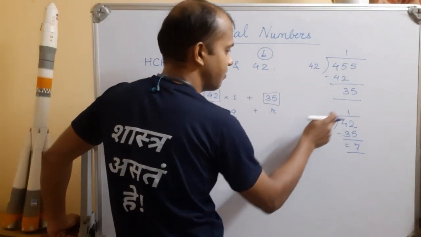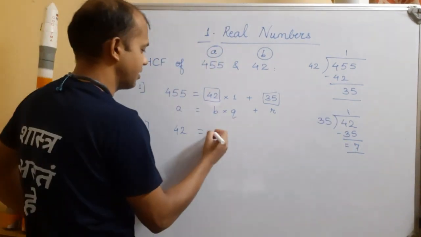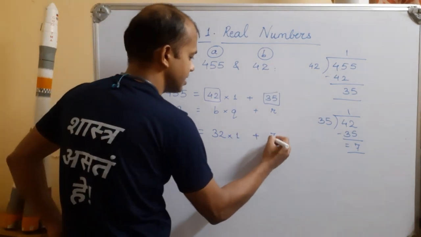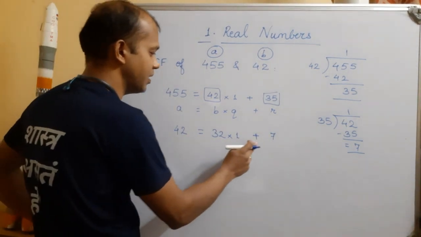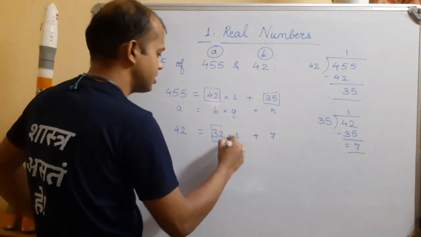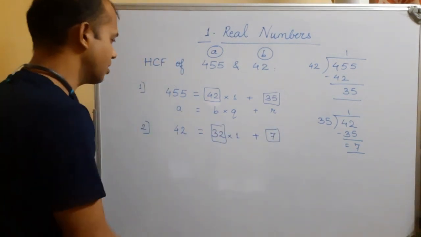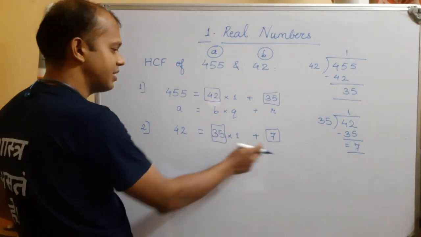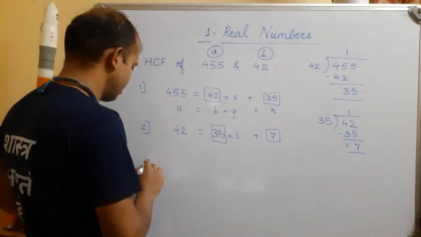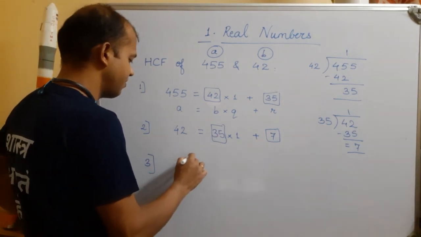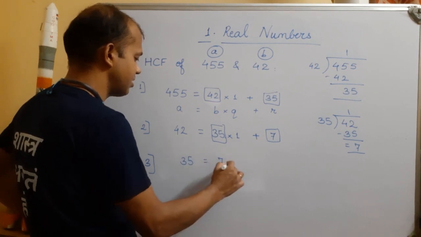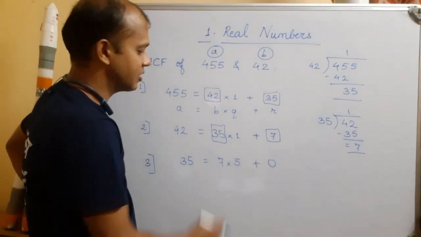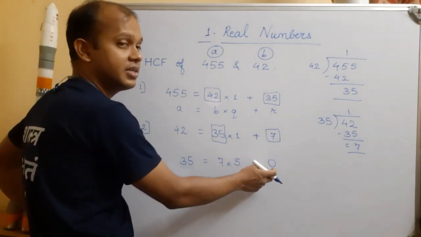42 is equal to 35 times 1 plus 7. Again, A is equal to B into Q plus R. Now we have these two numbers, 35 and 7. I'm very sorry, I wrote 32 earlier, this is 35. Now we'll take these two numbers and repeat the procedure again. Step 3. 35 can be expressed as 7 times 5, because 7 5s are 35, plus 0, because 35 is a multiple of 7, so the remainder is 0.